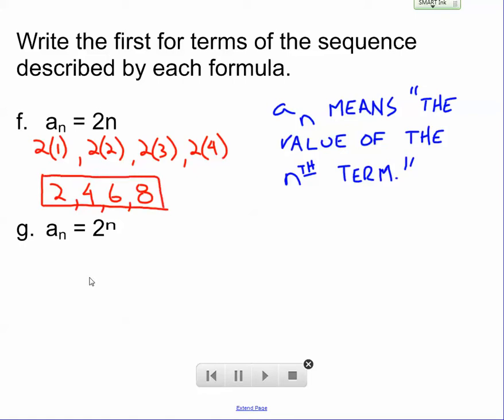Okay, now on sequence formula G here, it says the value of the nth term is 2 to the nth power. So in other words, we're going to take 2 and raise it to the first power for the first term, raise it to the second power for the second term, third power for the third term, and fourth power for the fourth term. So these are the first 4 numbers. 2, 4, 8, and 16.